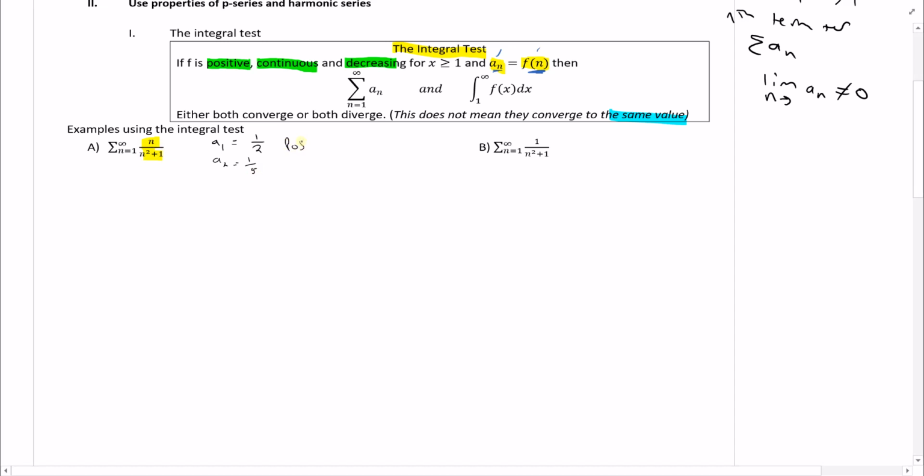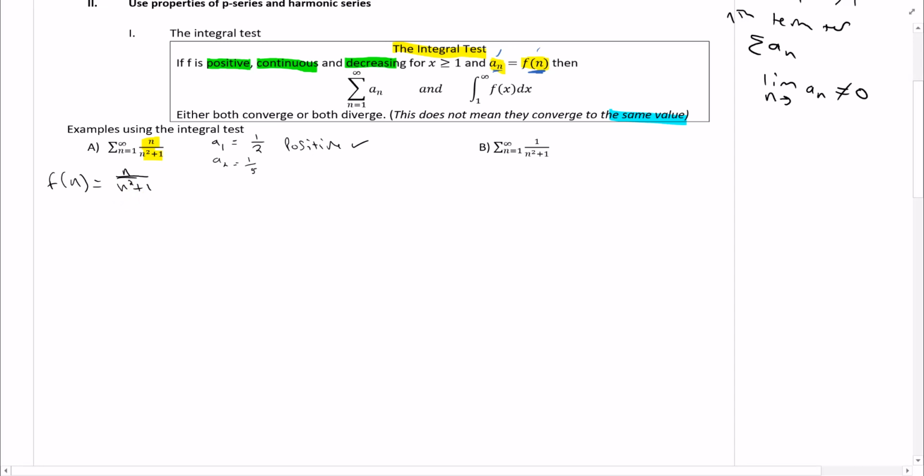So let's just make a little checklist here for ourselves. Positive, yes. Continuous, remember we're going to define a function f of n that equals n over n squared plus 1. And I need to ask myself, is this function continuous? Well, what makes a function discontinuous? It's when the denominator equals 0, or it's outside the domain of the function. But let's look at this. Is there any way to make this denominator 0?